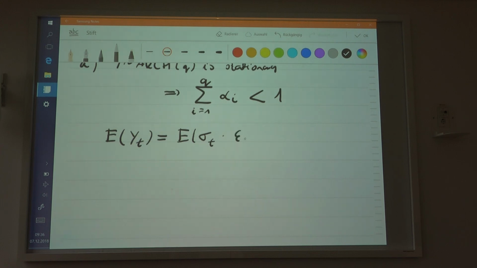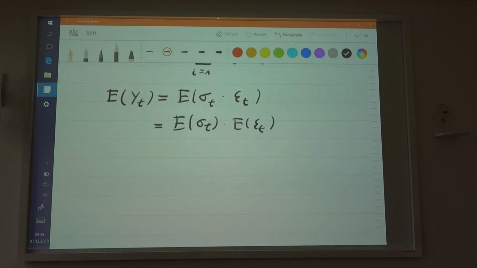sigma times the expectation of the noise, and of course the current observation of the noise is independent of sigma. So the expectation of the product will be equal to the product of the expectations. And the expectation of the noise is equal to 0 by definition. So this expectation will also be equal to 0.